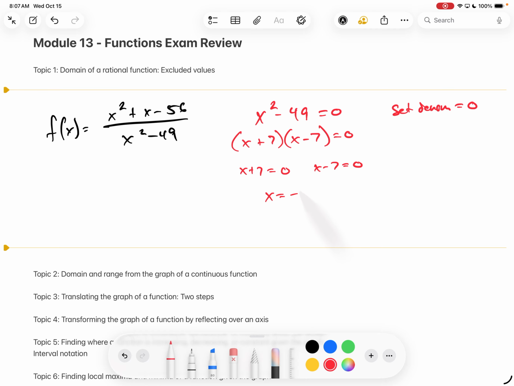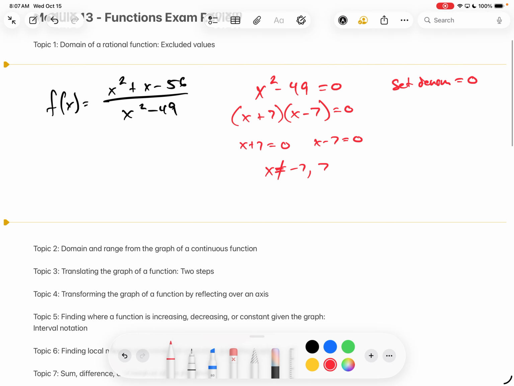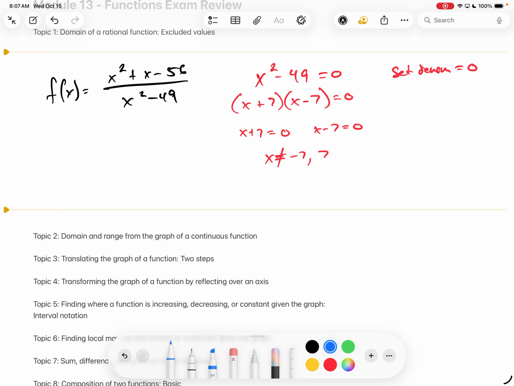So you get x equals -7 and +7 when you subtract 7 and add 7 on the one on the right. So these are the numbers that x can't be, okay? So that is your answer for the problem on the test worksheet. Oh, wait, I'll say this real quick.